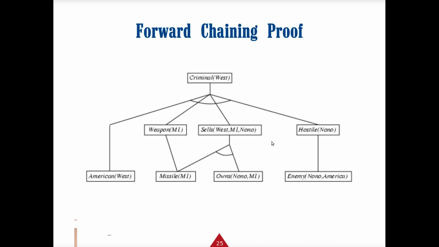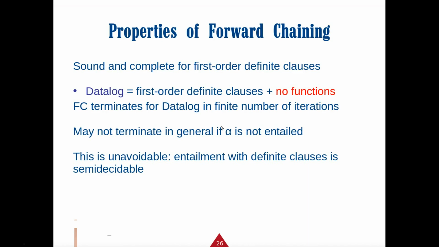And so we can imply that West is a criminal based on all this: since Colonel West is an American, and it's illegal for Americans to sell weapons to countries that are enemies. An enemy country, Nono, has a missile, and it's an enemy because it's hostile. Right? Colonel West is a criminal because he sold missiles to Nono, the country. And so we use first-order logic, translating into propositional logic. This is a sound and complete first-order definite clause. Then Datalog is first-order definite clauses with no functions.